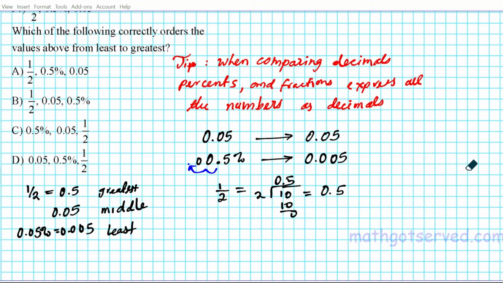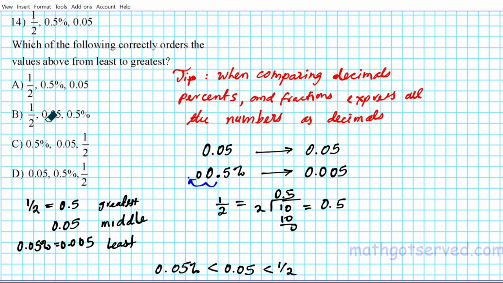Okay, so let's go ahead and order them from least to greatest. The least is 0.05%, or 5 thousandths. That is less than 0.05, which is 5 hundredths, and that is less than 1/2, which is 5 tenths. The answer to question number 14 is option letter C. All right, so that's how you order decimals, fractions, and percents.